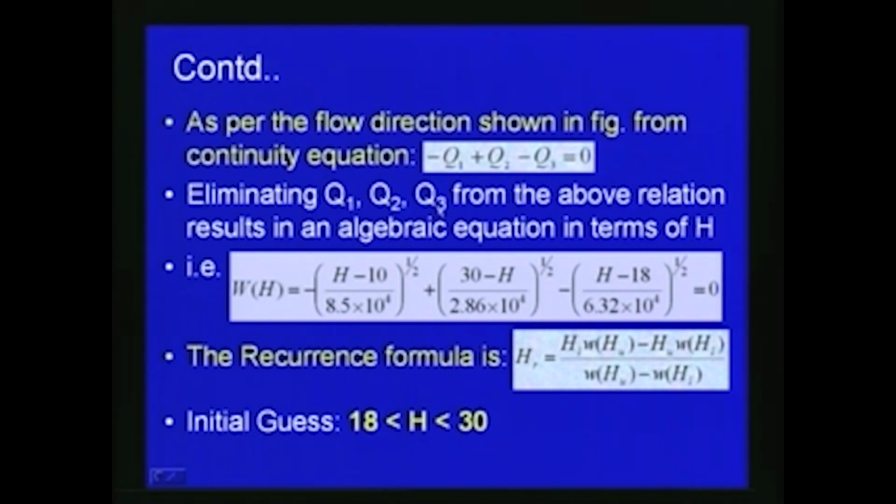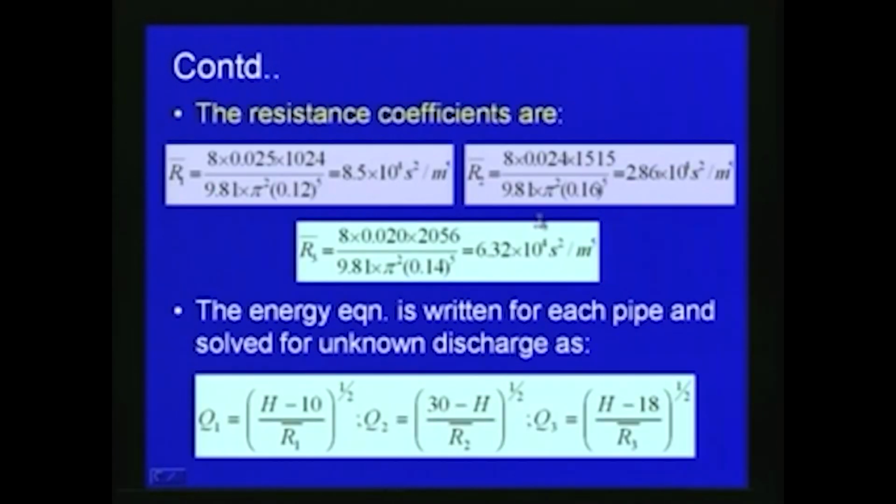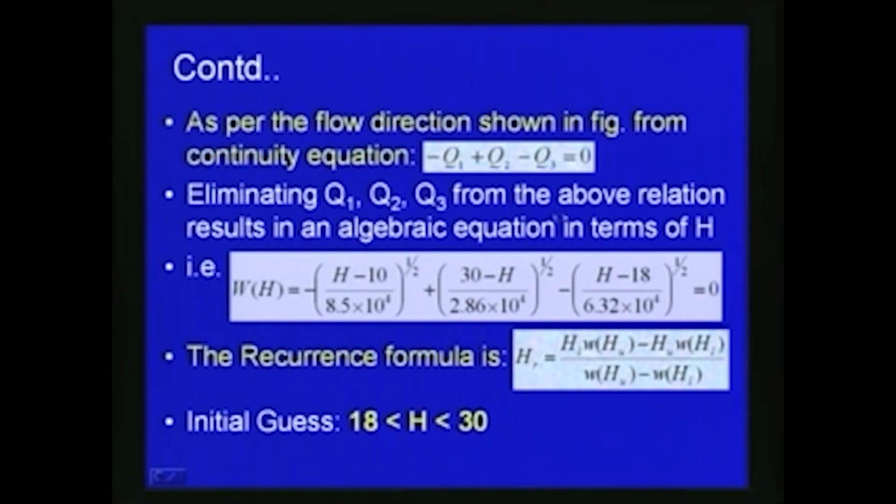So, we can now eliminate Q1, Q2, Q3 from the above relations. Here we have relationships for Q1, Q2, Q3, so we can eliminate them and write in terms of H as follows. Here we get a function in terms of H. So, W(H) is equal to minus the square root of H minus 10 divided by 8.5 into 10 to the power 4, plus the square root of 30 minus H divided by 2.86 into 10 to the power 4, minus the square root of H minus 18 divided by 6.32 into 10 to the power 4. That is equal to 0 by using the continuity equation.